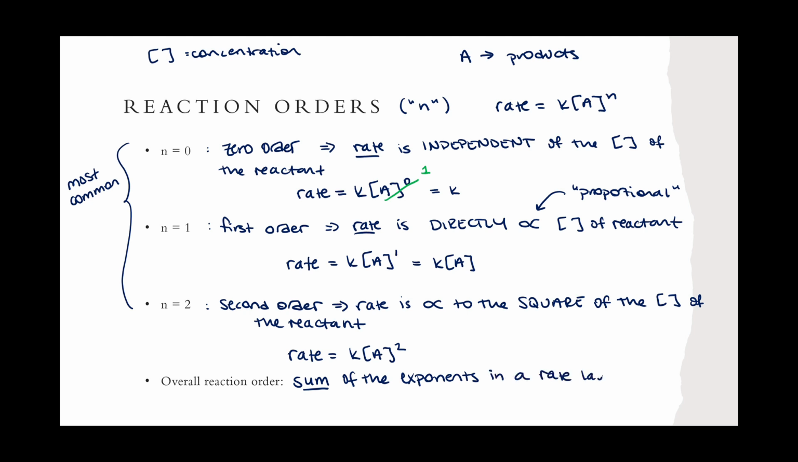If we went back to that example on the previous slide where I had A plus B to products, and we found in our experiment that our rate law for this was K times A to the first power times B to the second power, we would say that our overall order is just the sum of those exponents. So 1 plus 2, our overall reaction order is 3. That would be our answer. It's just the sum of the exponents.